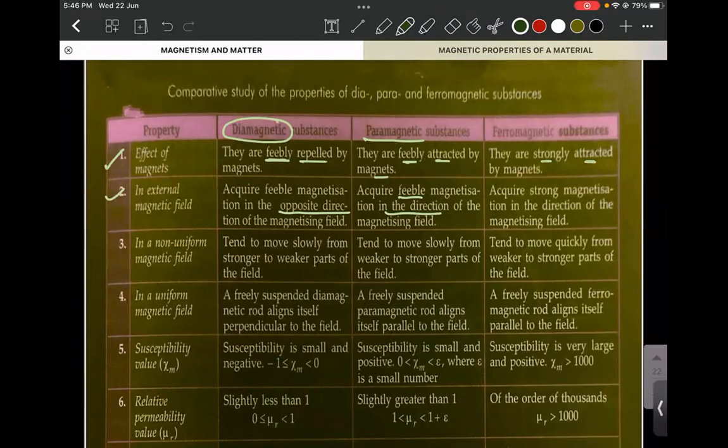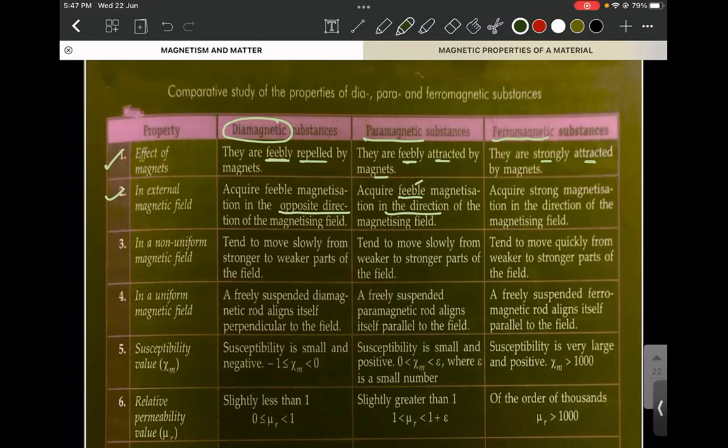That is why for paramagnetic and diamagnetic we always use the word feeble, whereas ferromagnetism is stronger. So I repeat, in an external magnetic field, diamagnetic materials will acquire feeble magnetization in the direction opposite to the magnetizing field, whereas a paramagnetic substance will acquire feeble magnetization in the direction of the magnetizing field. Whereas a ferromagnetic substance will also acquire magnetization, but a strong one, and this will also occur in the direction of the magnetizing field.